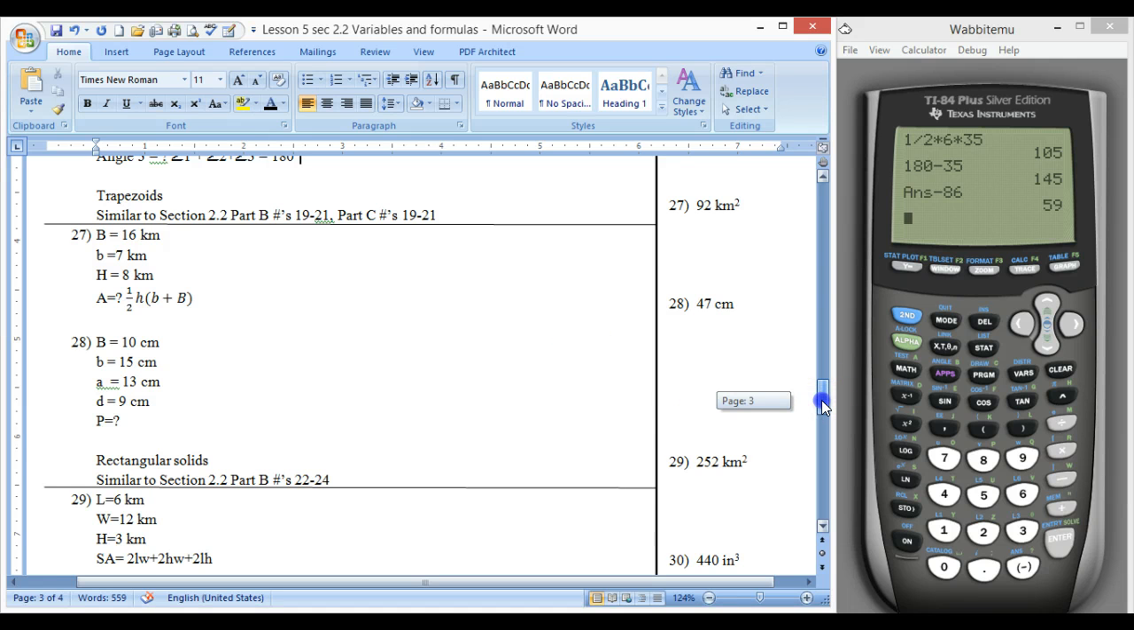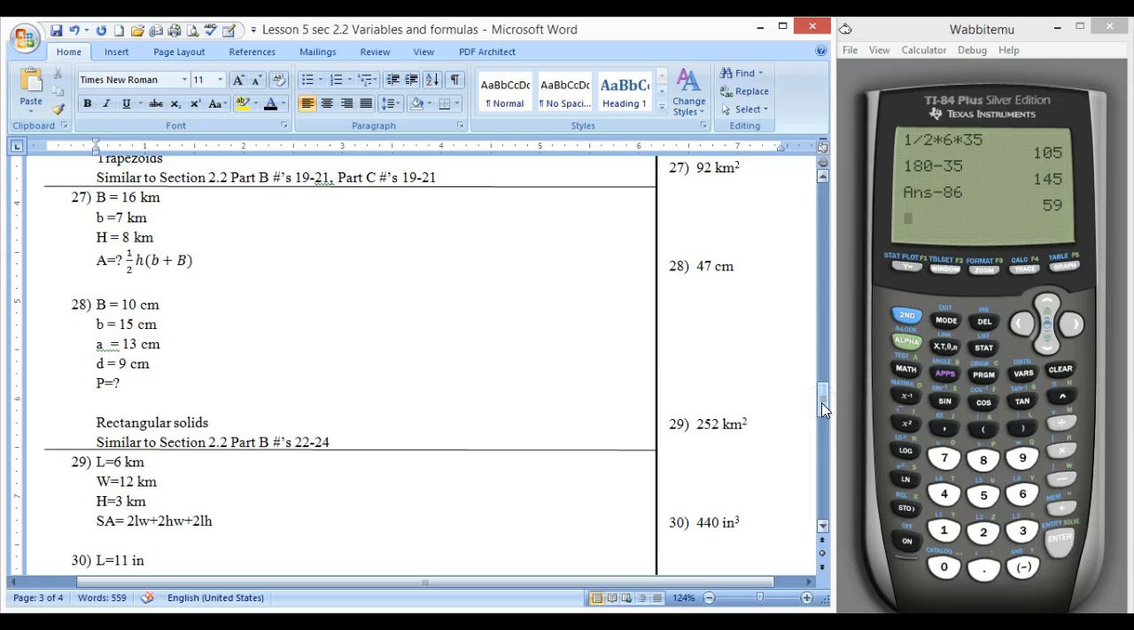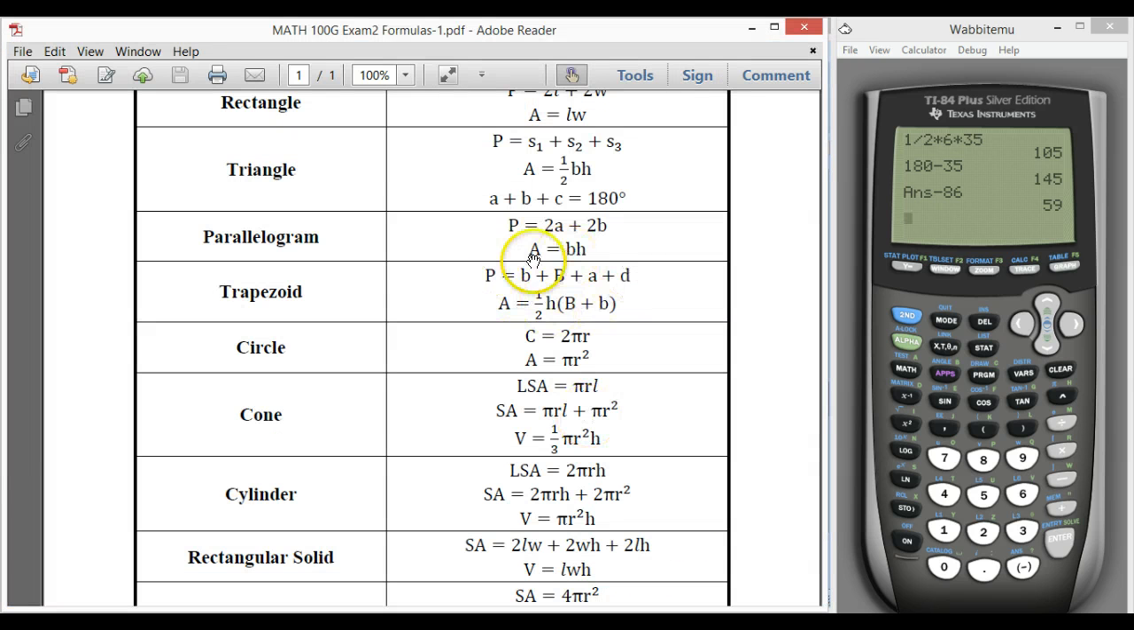This is similar to section 2.2, part B, numbers 19 through 21, and part C, numbers 19 through 21. Again, our formulas are found here. Here's my trapezoid. The perimeter for anything, you just add up all the sides. The area is 1/2 height, base plus base. So big B stands for the larger of the two bases. A trapezoid is kind of like a chopped off triangle. So the longer of the two bases is the capital B and the smaller is the small b.